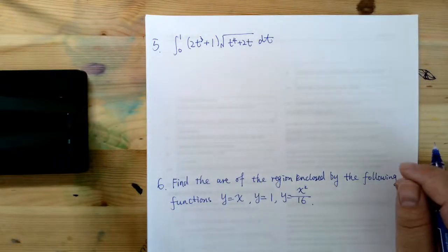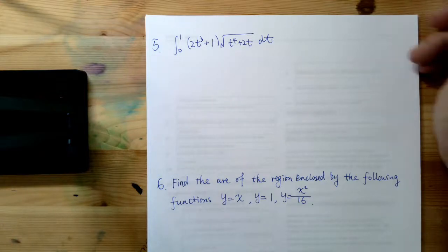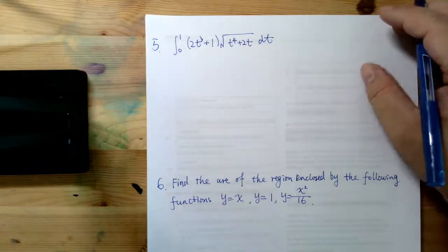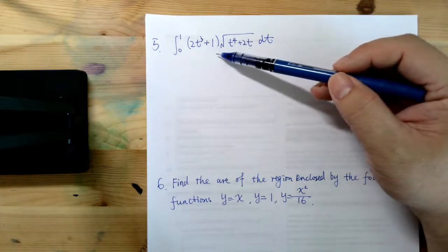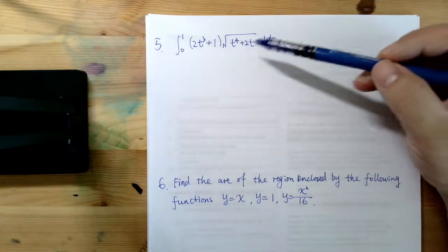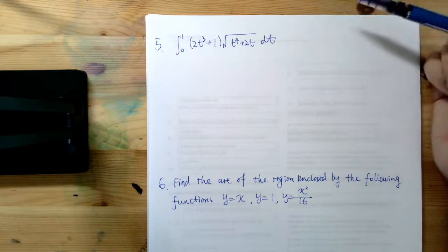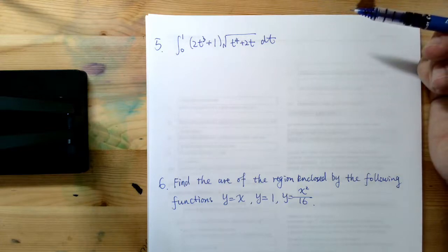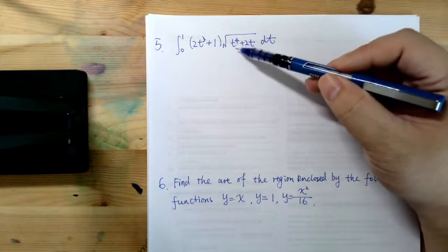Okay, so now let's talk about two definite integral problems. Look at the first one: the integral from 0 to 1 of (2t cubed plus 1) multiplied by the square root of (t to the power 4 plus 2t) dt. Take a look at the inside of this radical.